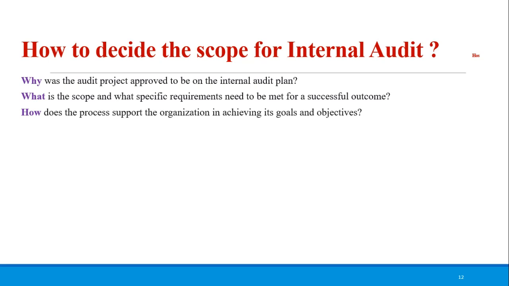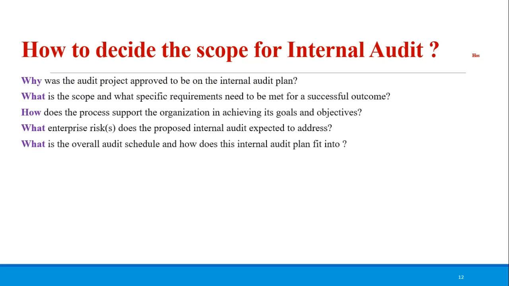How does the process support the organization in achieving goals? Is it on a standalone basis we are doing something, or is it to support the organization? And what are the risks attached? Already, if there are any risks which the entire company, that project, or that particular division is facing, or the likelihood of any further risks, and the schedule.